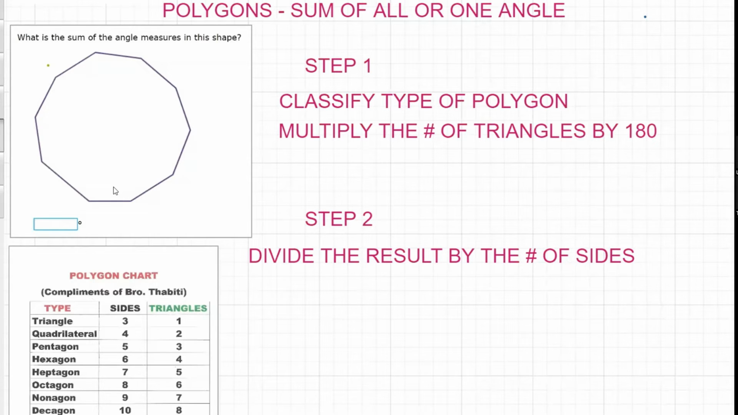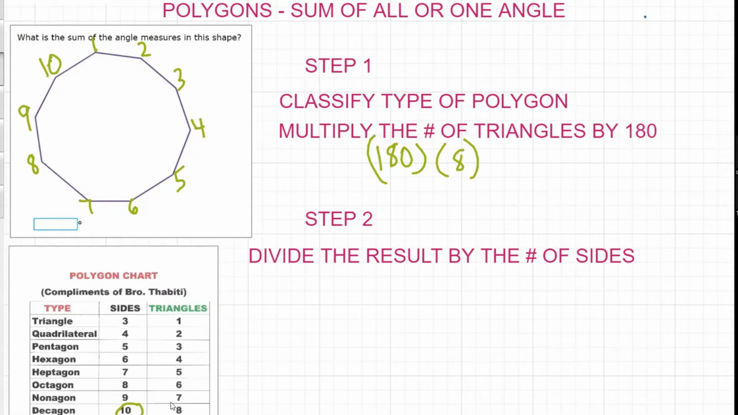If you did this correctly, the first thing you want to do is classify the type of polygon. To do that, we number the sides here. We got 1, 2, 3, 4, 5, 6, 7, 8, 9, and 10. 10 minus 2 is 8, so we're looking at 180 times 8. Remember, 10 sides is considered a decagon. However, the triangles are 8. The triangles are always 2 less than the sides, so our formula is n minus 2 times 180.